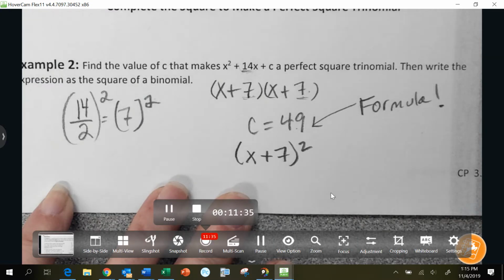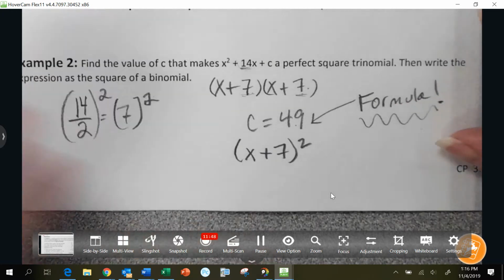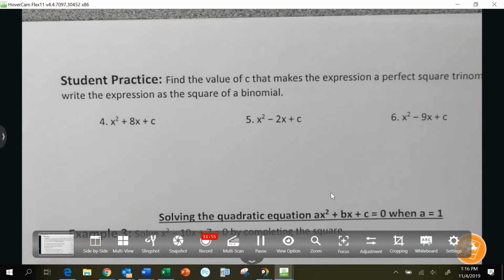Okay, so I forgot to unpause. I will go over this again on the next example, so it's on the video. But we're going to come up with a formula to find this C value that's going to help us with everything that we're doing today. I'll just do it on the next one. So we look at the next one. Some of you got this far, some of you did not.